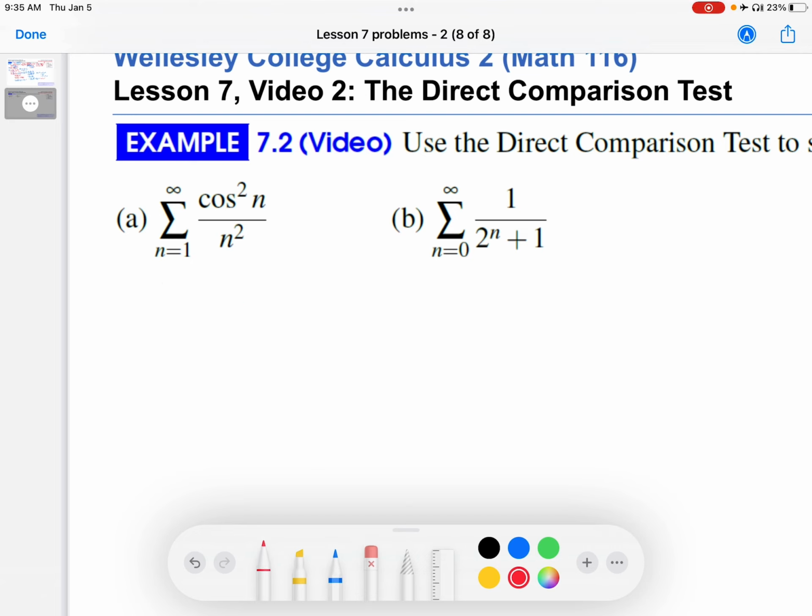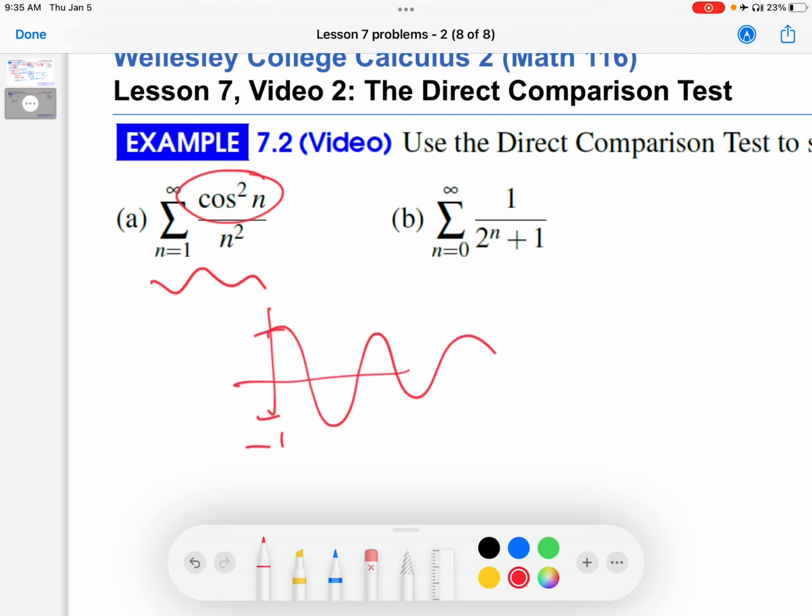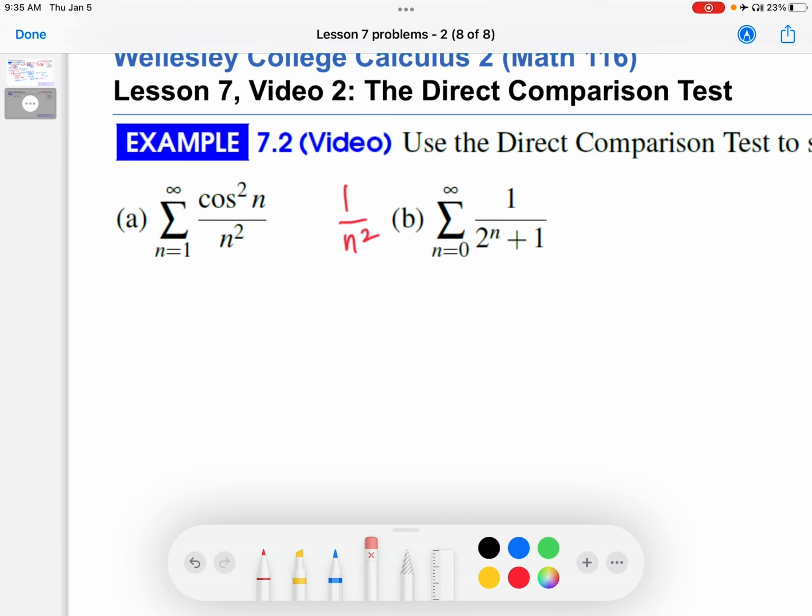Okay, so I'll vocalize my thought process when I look at this series. I first see the cosine squared of n. And that makes me think of cosine, which makes me think of oscillation, and then oscillation between -1 and 1, right? And then my brain latches on to the 1. So I think, oh, this is like 1 over n squared, right? So the series that I'm going to start off comparing this to is 1 over n squared.